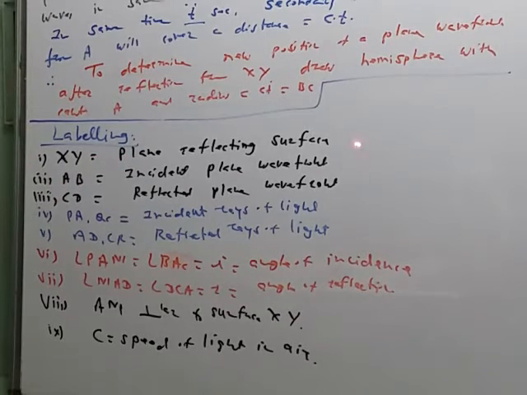XY is a plane reflecting surface. We have to prove the phenomena of reflection using the plane wavefront on the plane surface. See the title. Then AB is an incident plane wavefront. CD is a corresponding reflected plane wavefront. It is a common tangent to this semicircle. PA and QC are the incident rays of light, they are parallel to each other. AD and CR are corresponding reflected rays of light. Angle PAM and angle BAC is equal to I.